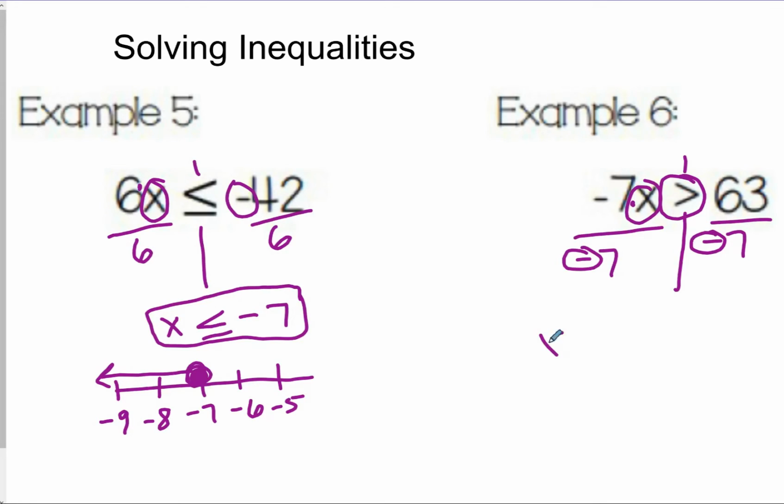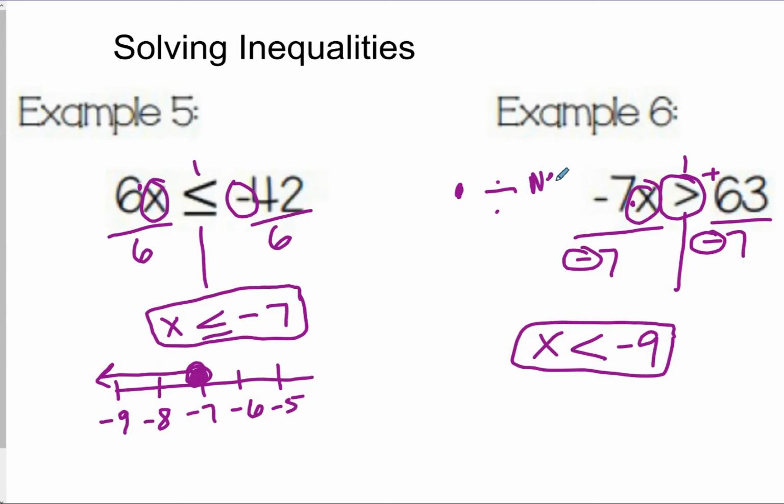So I have x. I'm going to flip this greater than symbol. It's now a less than. And a positive divided by a negative is a negative. 63 divided by 7 is 9. So it's very important to know when you multiply or divide by a negative, you are going to flip the inequality symbol.